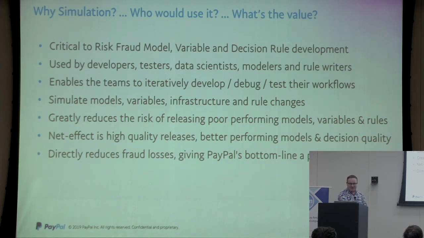So why simulation? Who would use it, and what's the value? I think we've pretty much covered that. Simulation is critical to risk, fraud, model development, variable development, and decision rule development. It's used by developers, testers, QA, advanced regression, data scientists, modelers, and also rule writers. Rule writers are the ones that actually write the decisions that we talked about earlier.